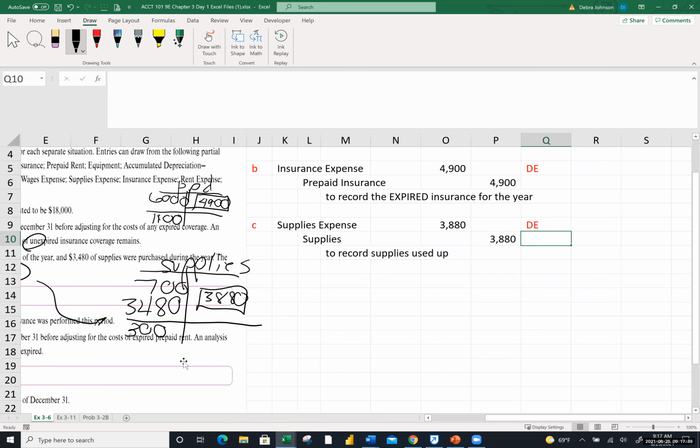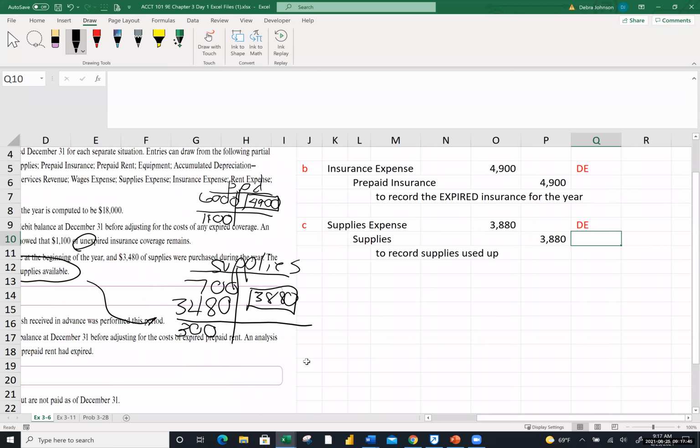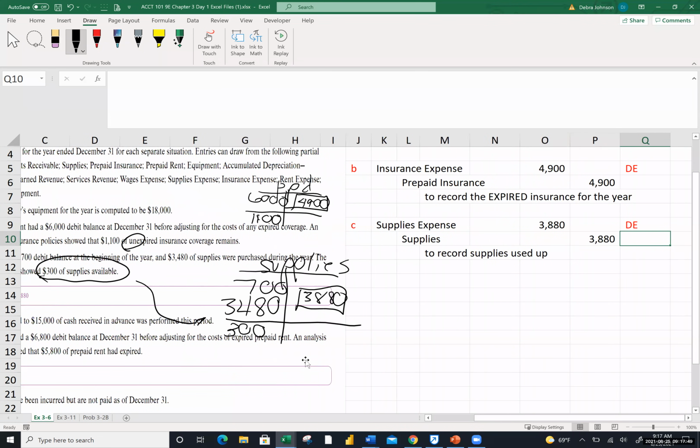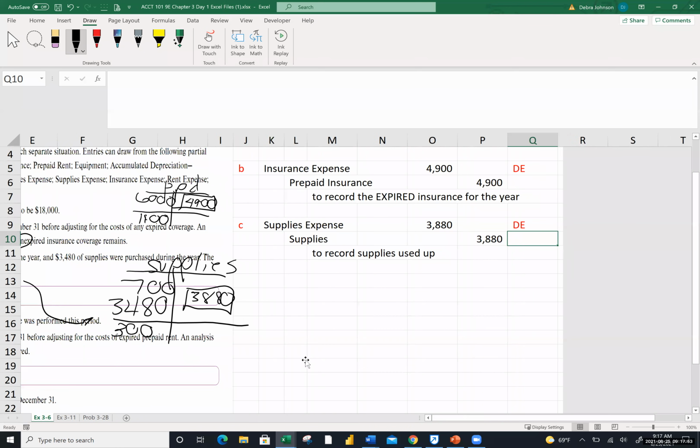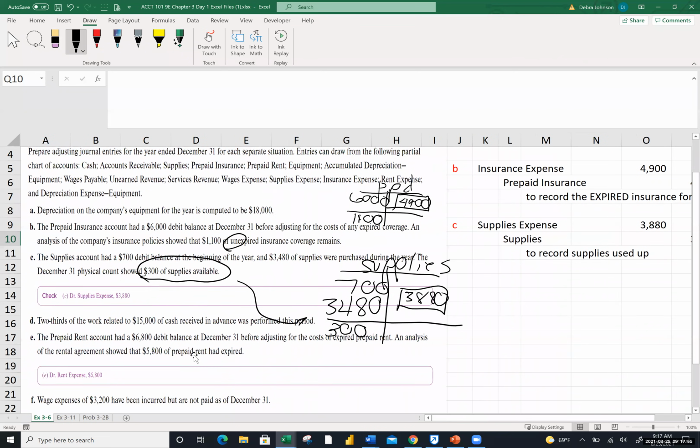Hopefully that makes sense to you. Does that create an auditing issue? No, as long as they fix it before the auditors come in. Okay, all right. No, it has the same effect. Okay, so we said that was a deferred expense. All right, D.